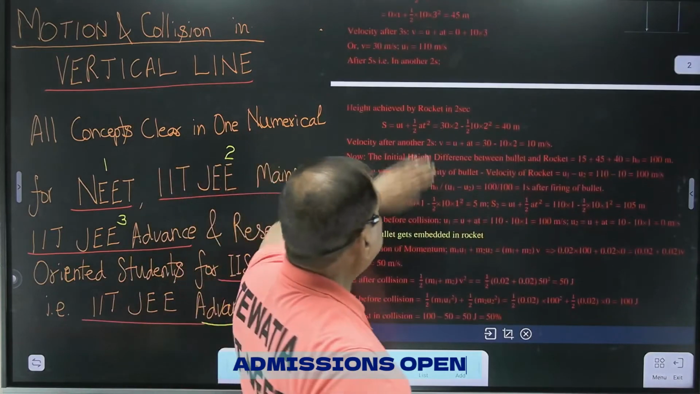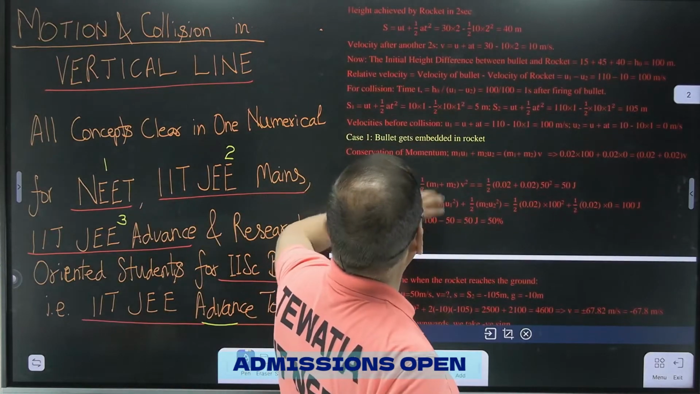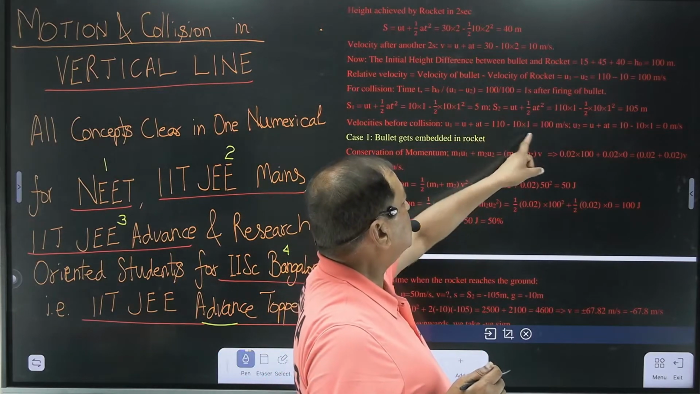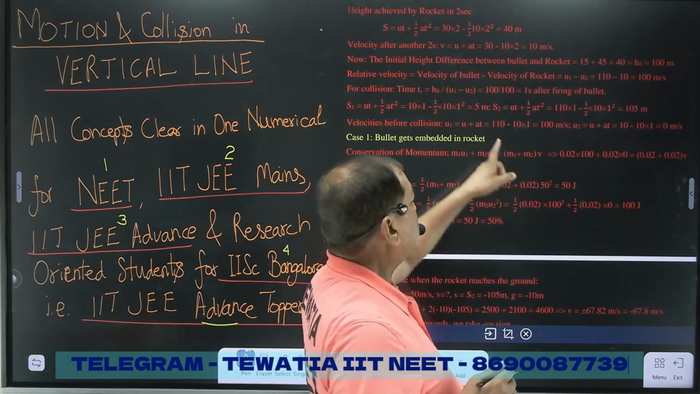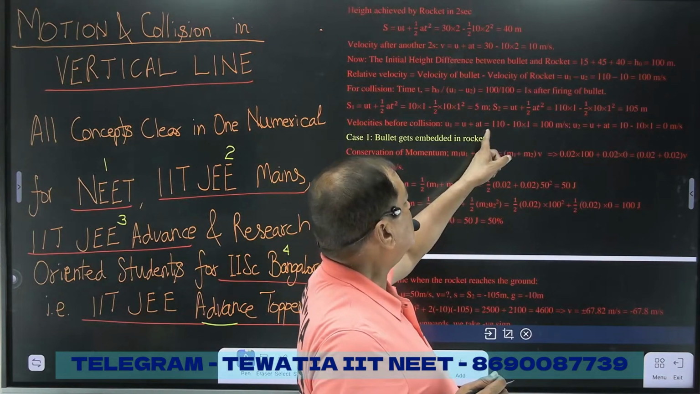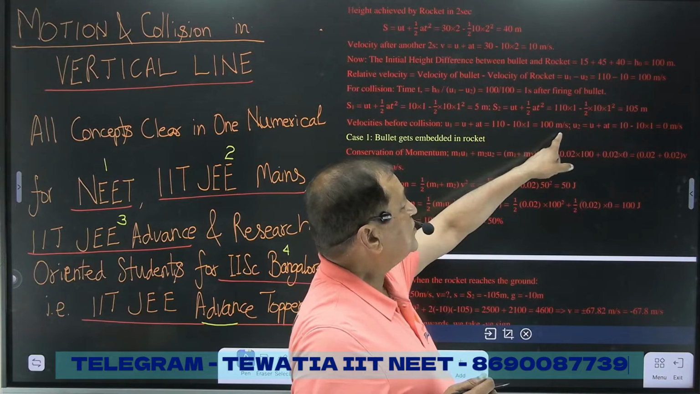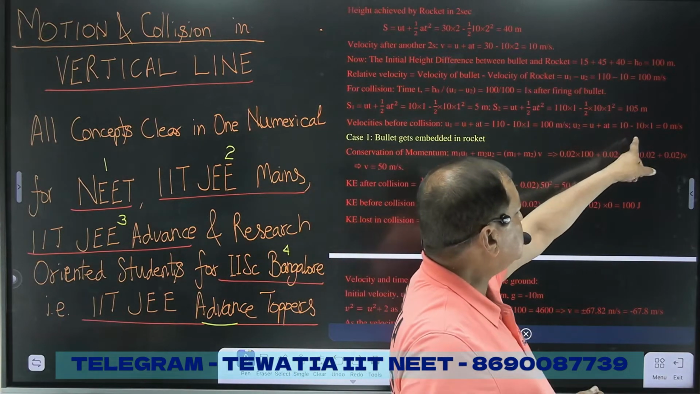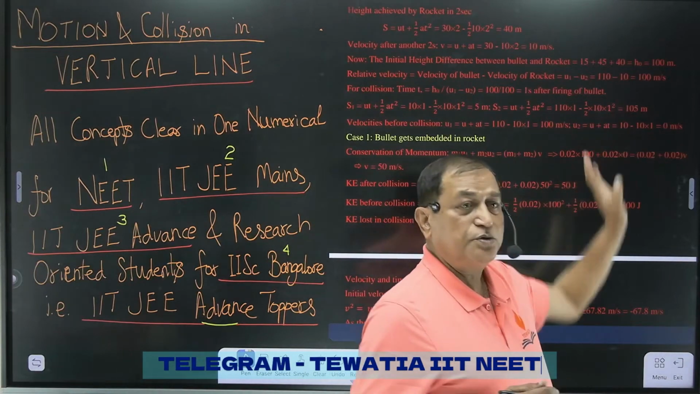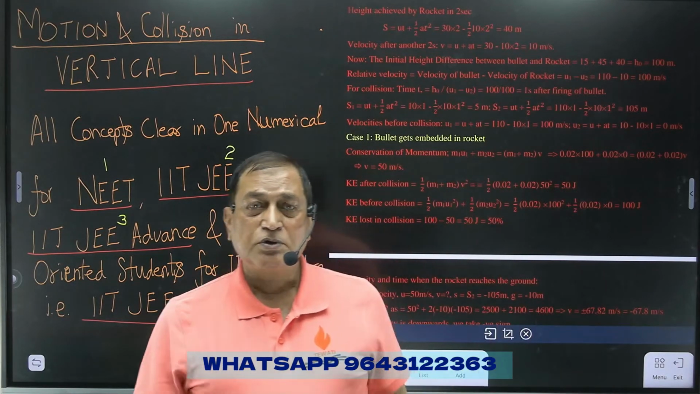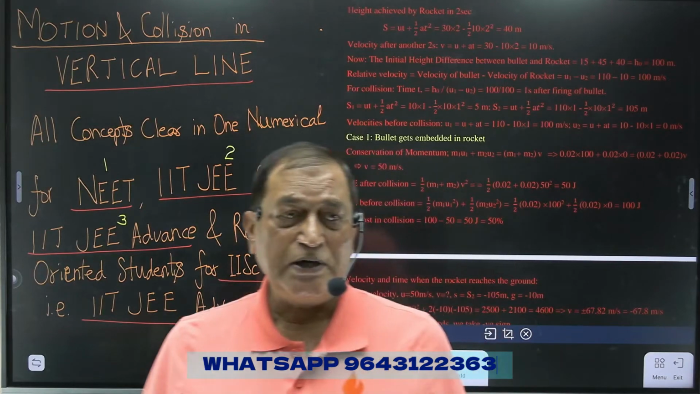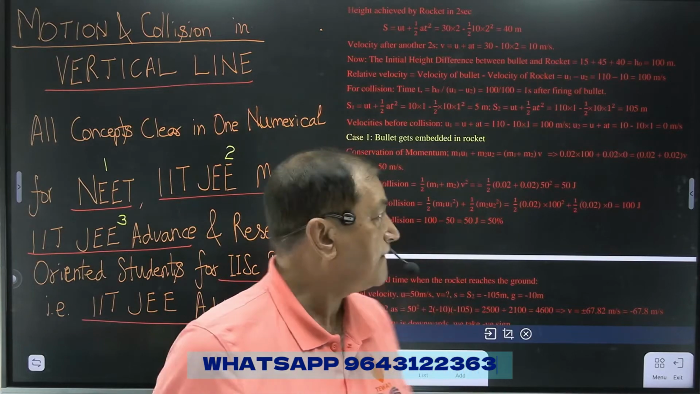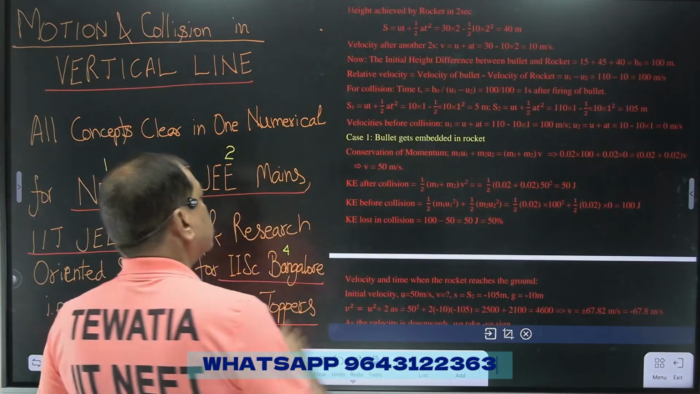So first, the velocities before collision. u1 is equal to u plus at, because the time of collision is 1 second, initial velocity 110, so 110 minus gt, that is 100 meter per second. u2 is u plus at, that means u minus gt, this is 10 minus 10 into 1, 0 meter per second. So before the collision, the velocity of the bullet is 100 meter per second and the velocity of the rocket is 0 meter per second.